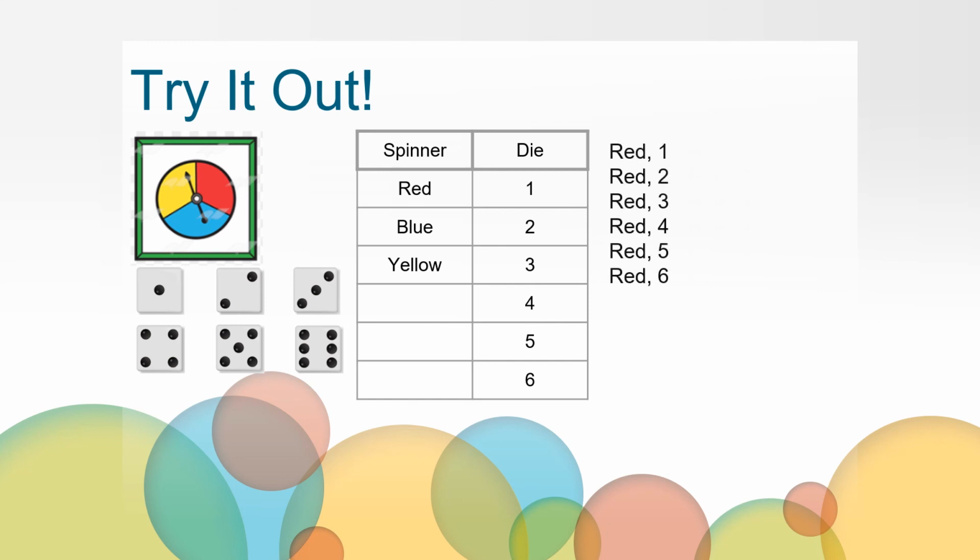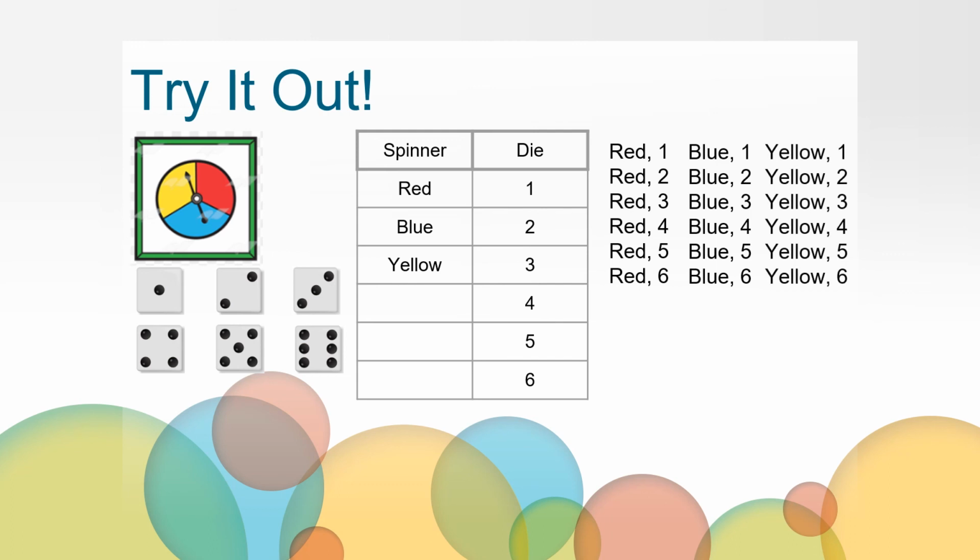Here's the list. It's best to start with one color and then list all the outcomes for the die, and then continue with the next color and continue with the die, and then the last color. It's important when creating a sample space to be organized, to make sure you include all the possibilities without duplicating or writing them down twice, any of them, and also to make sure you don't miss any of them.